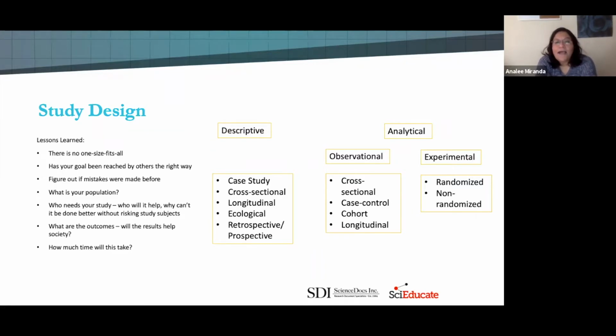I kind of drew out here a data map, but I didn't really draw any of the data. So I didn't really draw any of the arrows. And so you can have descriptive data, all right? So if you have descriptive data, then you can think about things like case studies, individual case studies, cross-sectional data, longitudinal data, ecological data, retrospective or prospective data.